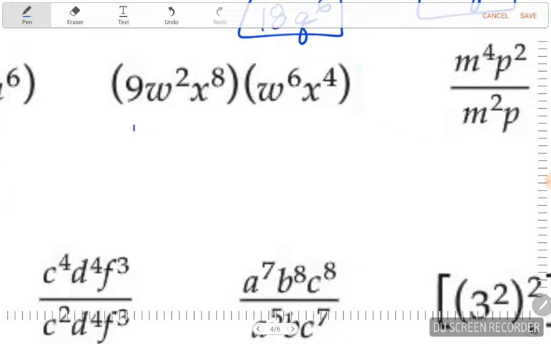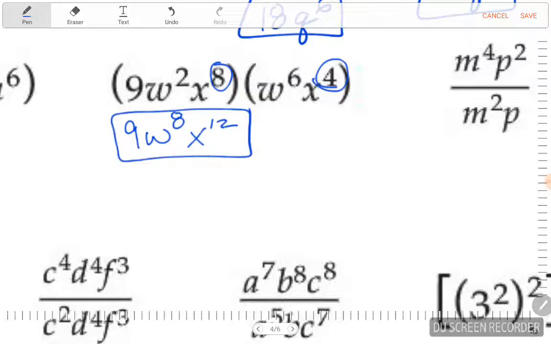Okay, next example, I've just got my 9. I'm going to combine, I've got w squared, w to the sixth, multiplying, so I add the exponents. Then I've got x to the eighth and x to the fourth, multiplying those, so I add the exponents and get 12. So that's my answer there.